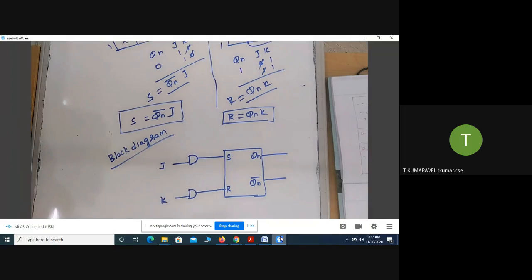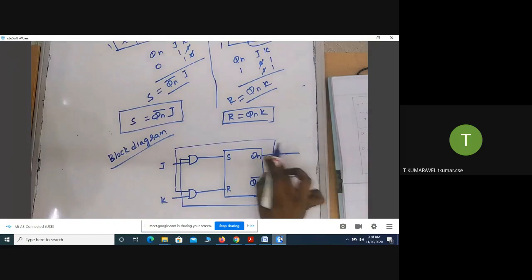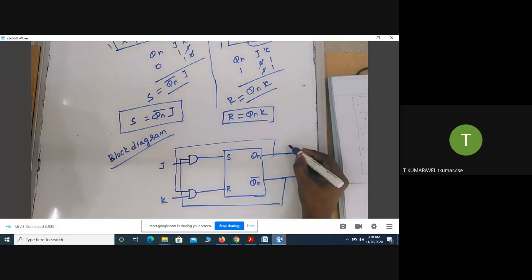The feedback comes from Qn bar to the S gate with J, and from Qn to the R gate with K. So what we have done is implemented JK flip-flop functionality using SR flip-flop.